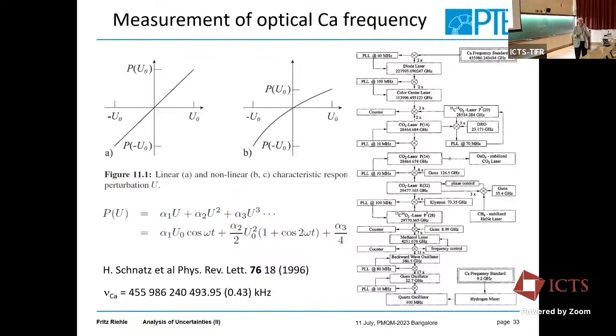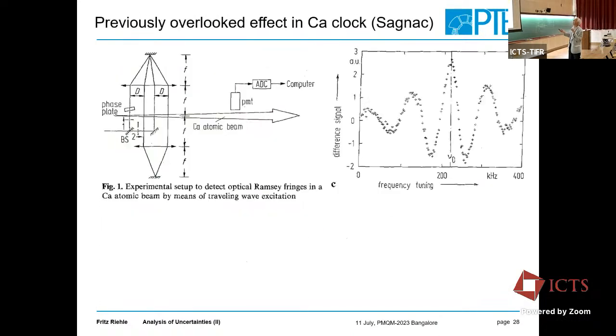Okay, that was calcium. The calcium standard, the one I showed before, calcium 40. It is the experiment where the calcium atomic beam was used. No hyperfine structure. That is the nice thing with calcium 40, it is doubly magic, 20. So no hyperfine splitting also.